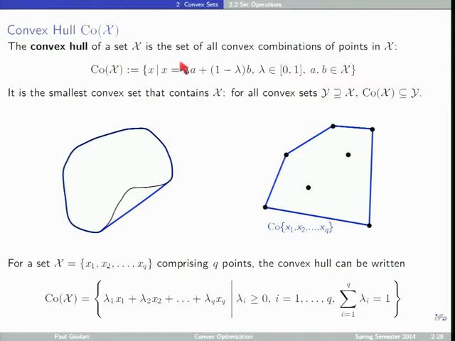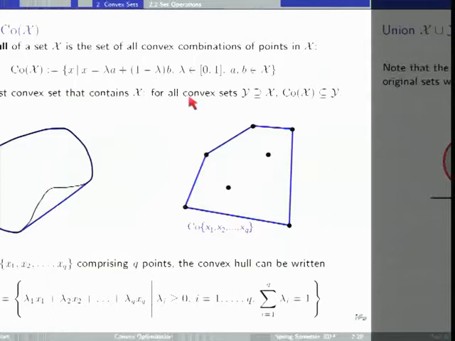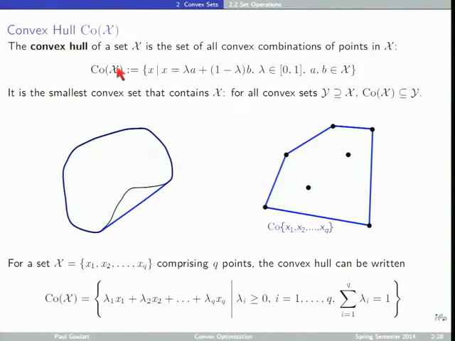And I can think of this in a number of ways. I can think of it as being either the set of all points that I can get to by drawing lines between points in my set, or I could think of it as the smallest convex set that holds X inside of it. That's what this says. Or I could say, take all of the convex sets that contain X and take their intersection, and that intersection would be the convex hull. That's an alternative definition that's not written there.